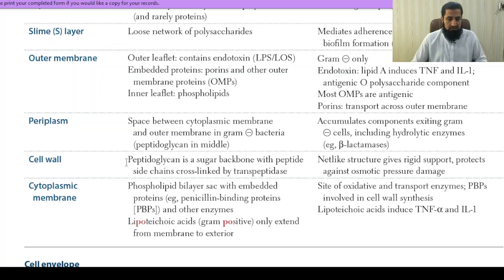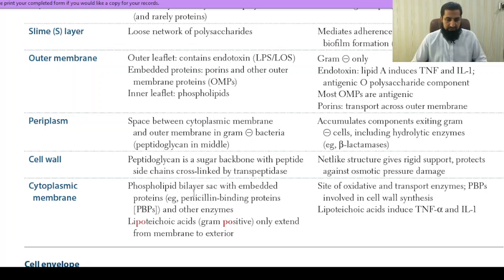Cell wall: peptidoglycan is a sugar backbone with peptide side chains cross-linked by transpeptidases. Its net-like structure gives rigid support and protects against osmotic pressure and damage. These are the functions of the cell wall.